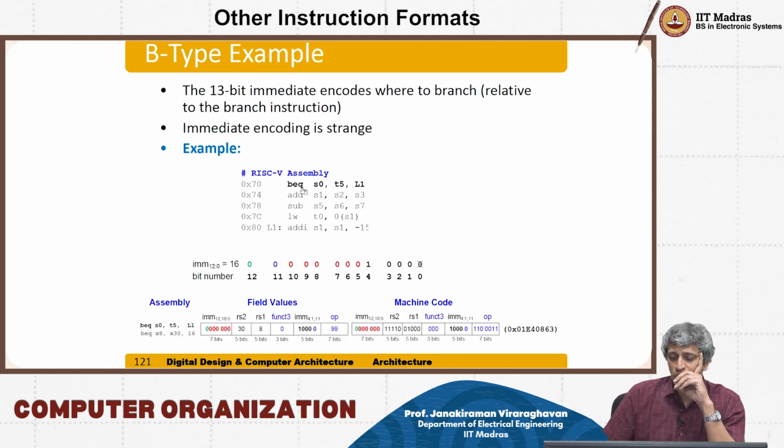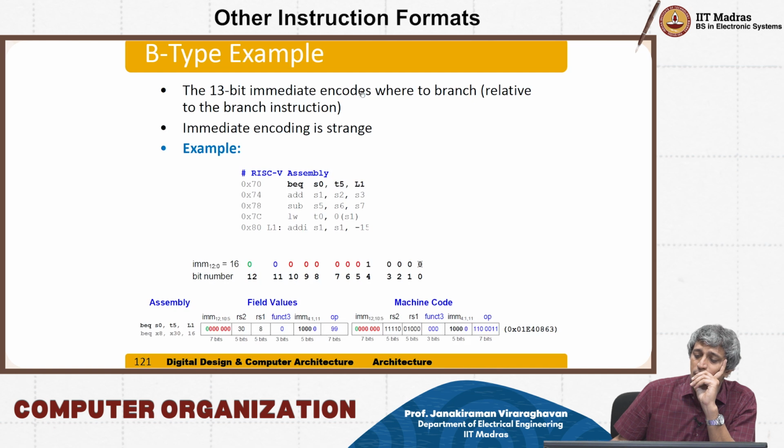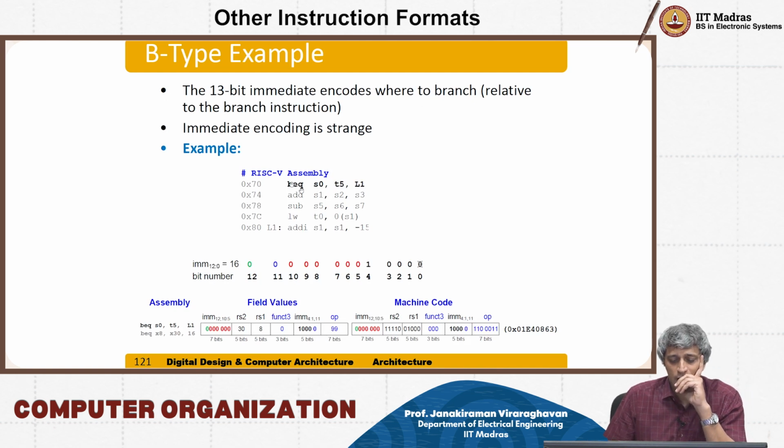What you want to do here is branch on equal. BEQ means a 13-bit immediate encodes where to branch relative to the branch instruction. So BEQ S0 T5 L1, what does this basically mean? S0 is X8, T5 is X30, and L1 is some relative number which is 16.